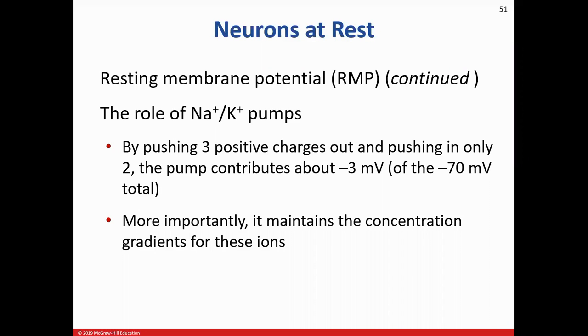As we continue to look at the neurons at rest, we start to look at the sodium-potassium pumps and what their function is. By pushing 3 positive charges out and pushing in only 2, the pump contributes about minus 3 millivolts of the minus 70 total. More importantly, it helps to maintain the concentration gradients for these ions, as you notice that 3 millivolts is pretty negligible in the entire minus 70. So the major purpose of the sodium potassium pump is to help maintain the concentration gradients as opposed to the electrical gradients.